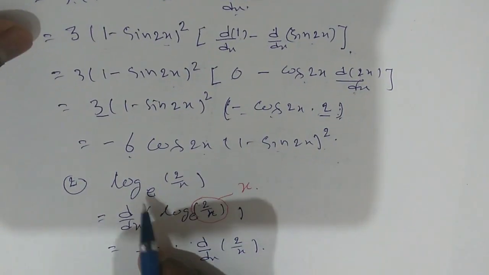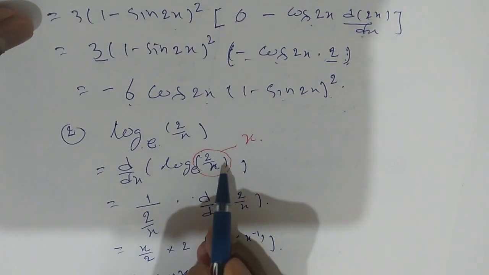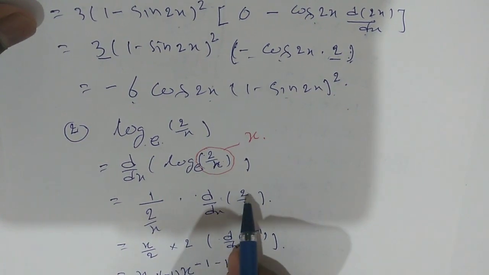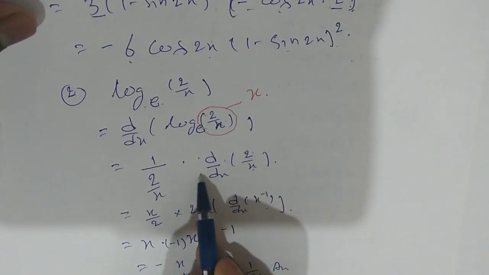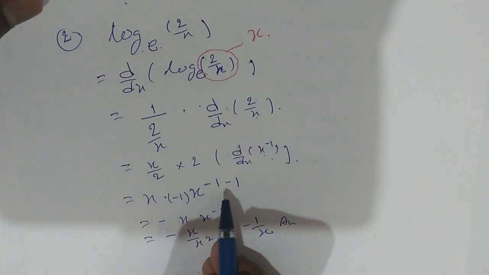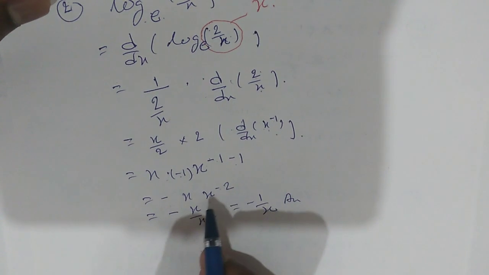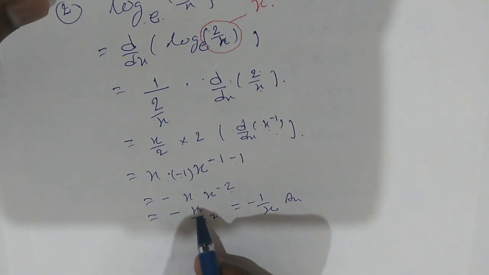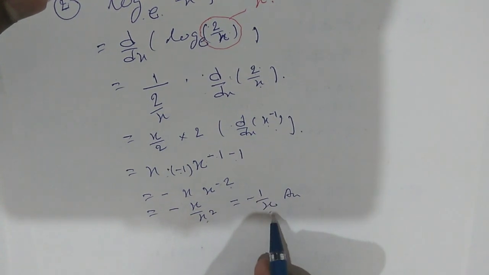Next one is log e 2 upon x. This one taking as x, then write 1 upon x and again d of dx. So d of dx it means 2 upon x. Put here the values and we got the answer. 2 as a constant taken outside and x inverse, it means x raised to power minus 1. Now as we know that power is subtracted, so x raised to power minus 1 minus 1. So we got minus x squared, it means minus 2. We got minus x upon x squared, cutting x cancels out, so we got minus 1 upon x as our answer.